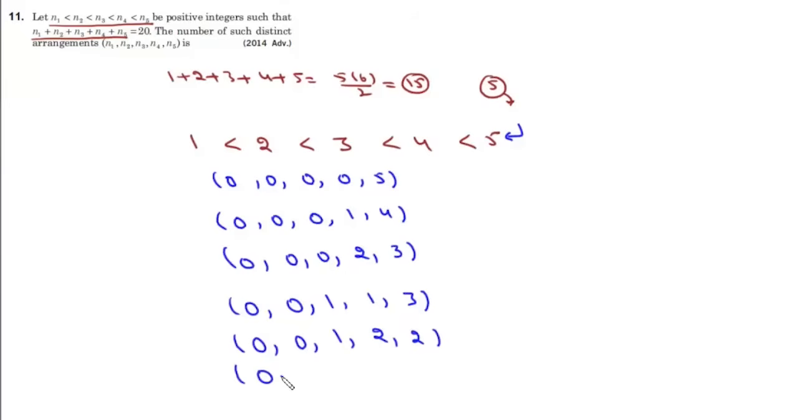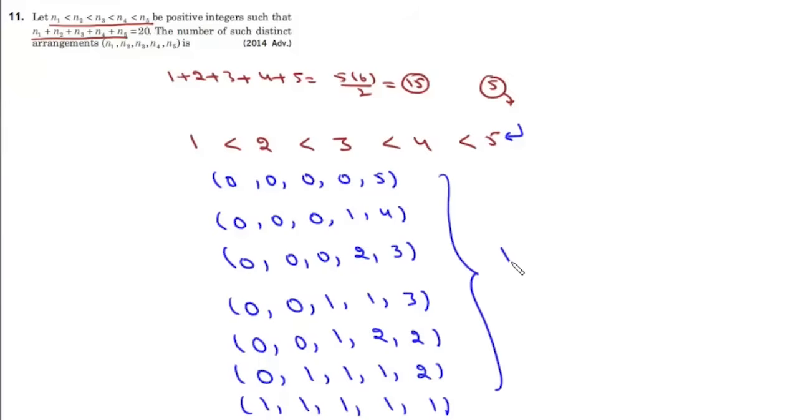Then it could be 0, 1, 1, 1, 2, and finally it could be 1, 1, 1, 1, 1. In each of these cases, n1 will be less than n2, less than n3, less than n4, and less than n5. And there are 7 such cases possible. So the number of distinct arrangements is simply 7, and that is the answer to this question.